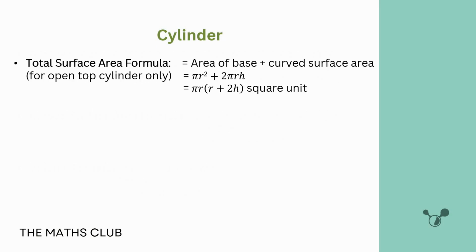For the total surface area formula, we have for the open top cylinder only, where you've already removed the cover, in this case you only have the area of the base plus the curved surface area. So that will be pi r square plus 2 pi r h. Of course, I can factor out pi r. I hope you're painting pictures of these things in your head as we're talking about it. If I factor pi r from this, it will give me r. If I factor out pi r from this, it will give me 2h.